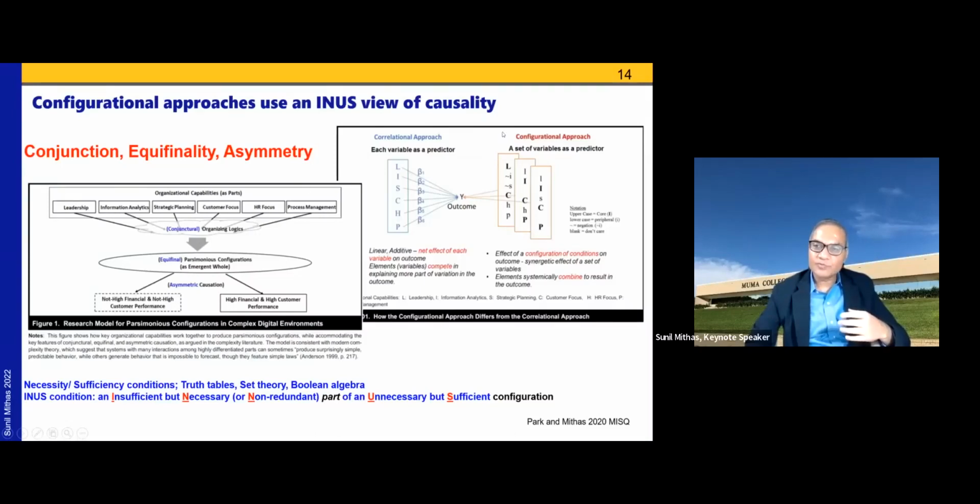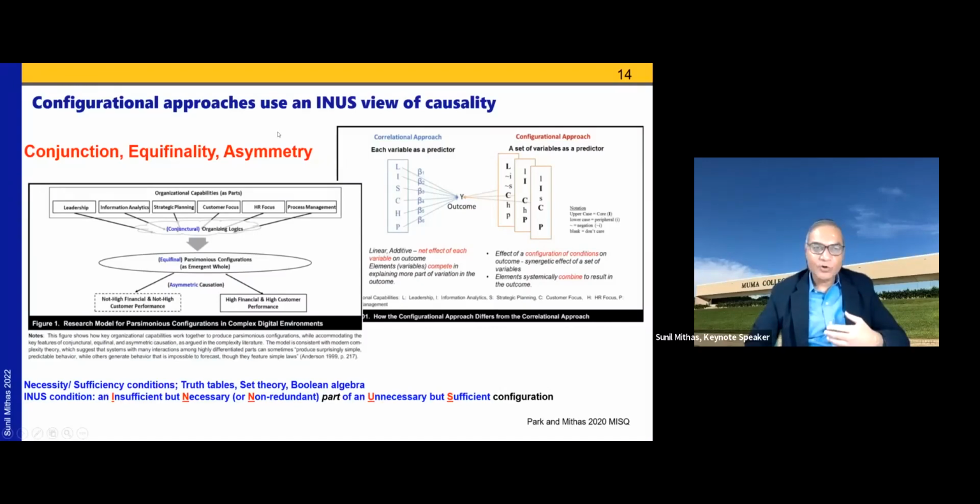And the way this approach works is that in the conventional regression approach, you will have these 6 variables. So I'm just using the initials of these 6 conditions. So L for leadership, I for information analytics, S for strategic planning and things like that. So there are 6 variables. In the regression approach, you will estimate each of these coefficients, beta 1 to beta 6. In the configurational approach, you will create sets of these conditions using truth tables. And then you will look at the effect. It is as if we are looking at the effect of these sets on this outcome.